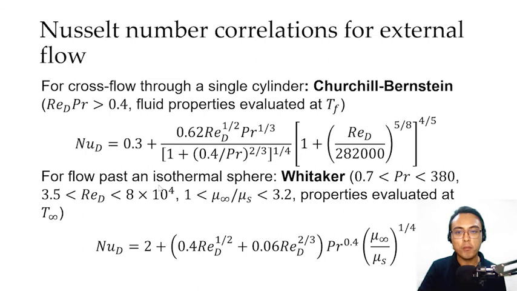Next, for flow past an isothermal sphere, we have the Whitaker equation. We can use the Whitaker equation provided that your Prandtl number is between 0.7 and 380, and the Reynolds number is between 3.5 and 8 times 10 raised to 4. And the ratio of the viscosity of the fluid at the free stream temperature over the viscosity of the fluid at the surface temperature is between 1 and 3.2, and we evaluate the properties at the free stream temperature. You have to be careful with the specifications of your correlations because some of them call for the use of the bulk temperature, some call for the film temperature, and in this case, we use the free stream temperature. Here is your Whitaker equation.